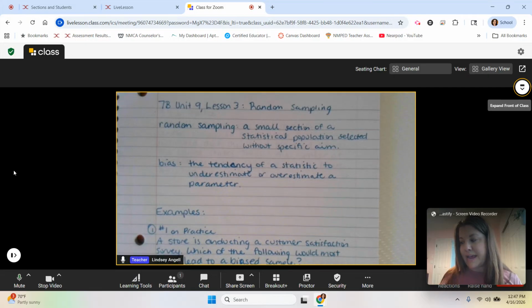Bias is the tendency of a statistic to underestimate or overestimate a parameter, okay? So a bias might be, let's say you want to know who's angry about a new flavor of soda at Chick-fil-A or something, and you only talk to the people who are angry. That's bias, because they're already angry. Of course, that's going to be their answer. So that's just a random example of a bias.